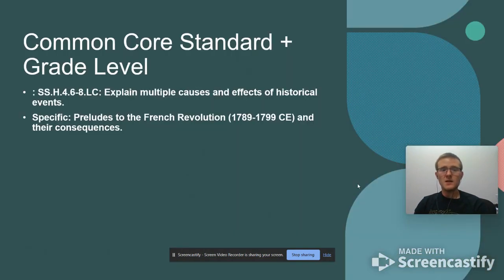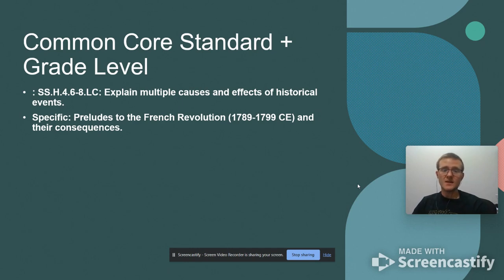And so the Common Core standard that I chose is SSH 468LC, and that is one of the history Common Core standards in which the goal is meant so that students can explain multiple causes and effects of historical events. To be specific, the grade level that I chose would be ninth grade social studies.